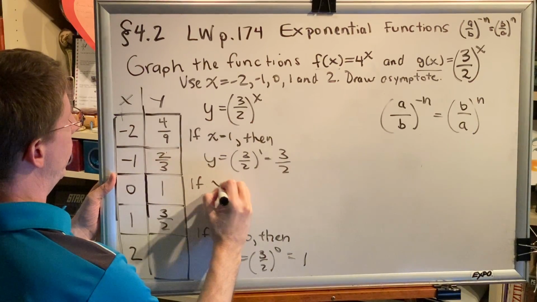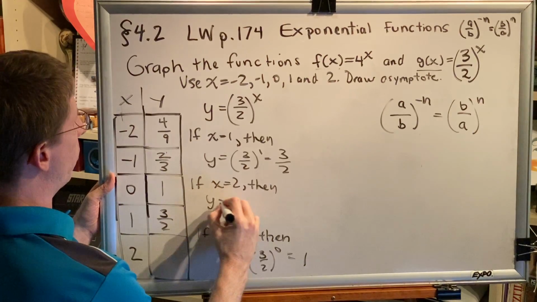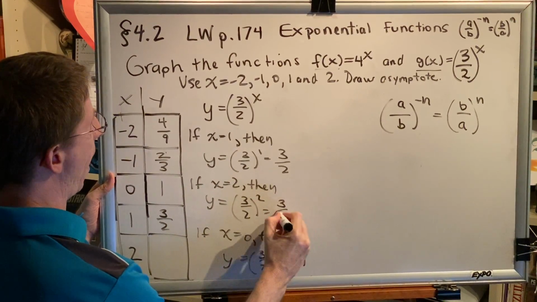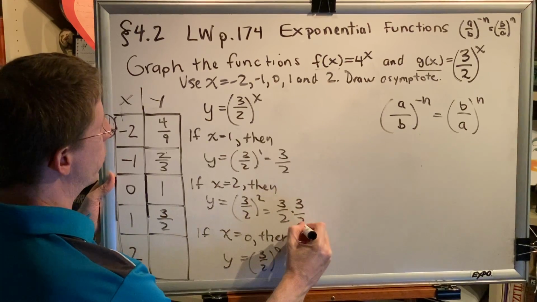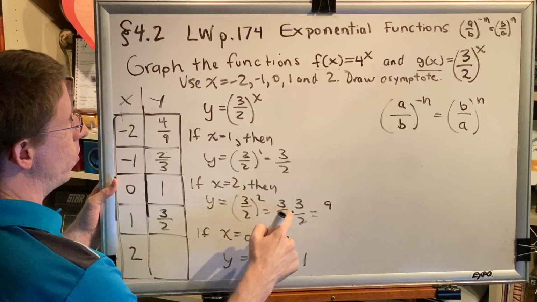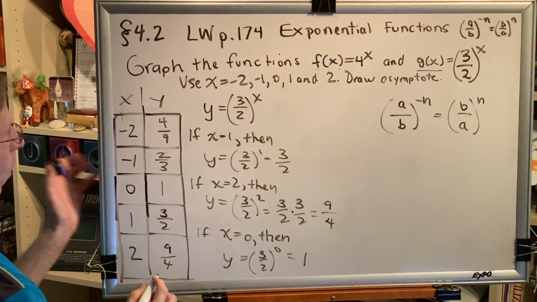And finally, if x equals 2, then y equals 3/2 squared, which is 3/2 times another 3/2. Multiply the fractions. 3 times 3, 9. 2 times 2, 4. So we get 9/4.